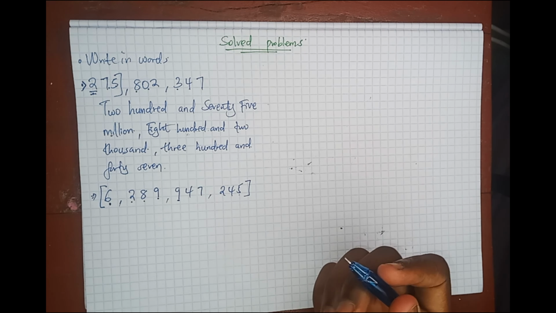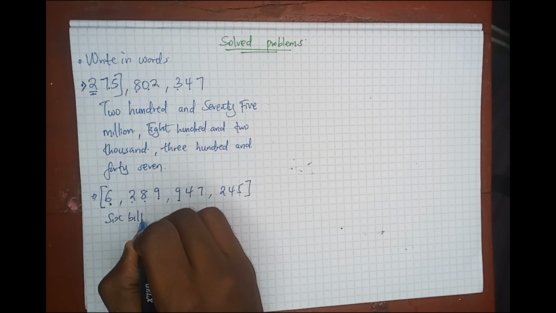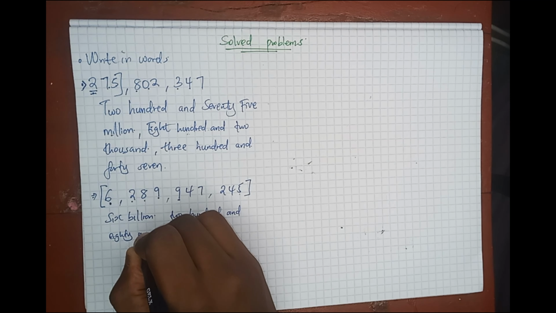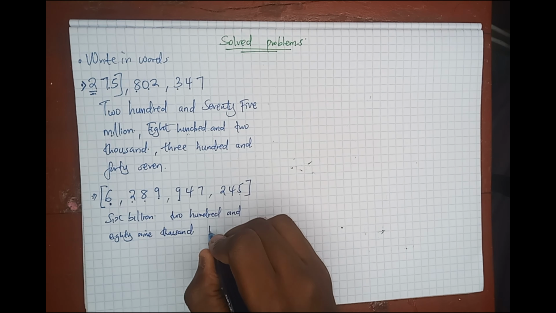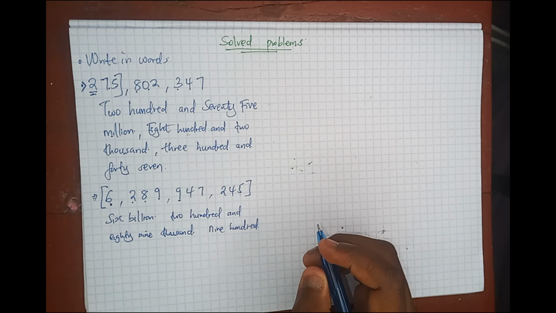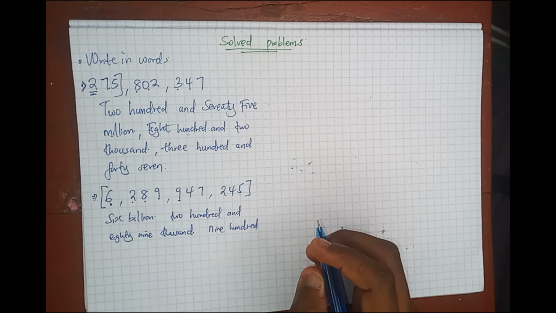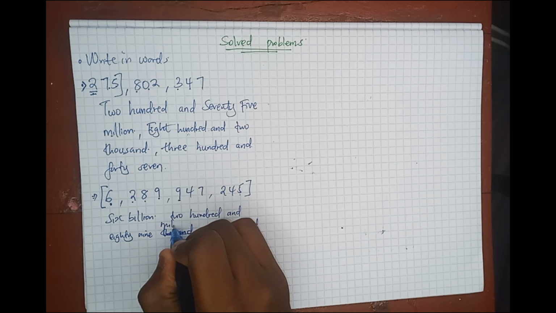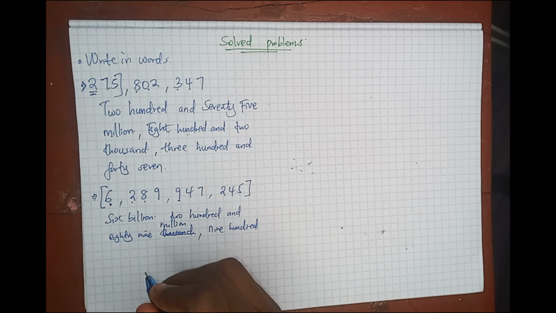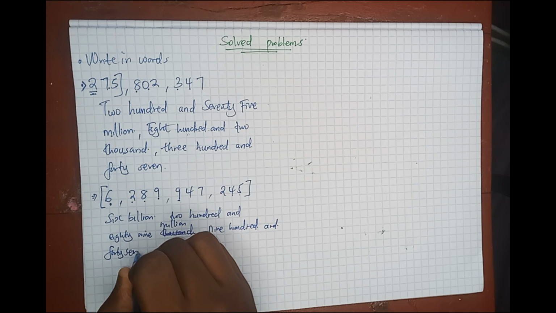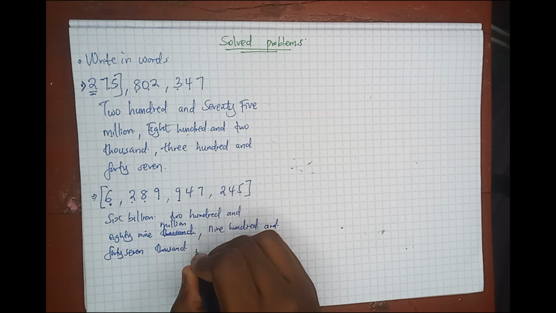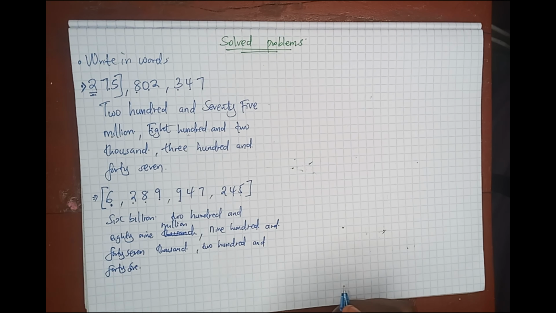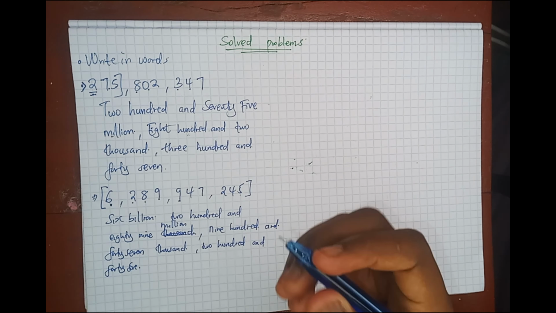So in words itakuwa 6 billion 289,000 900, sorry, 6,289,245. So think up hadi hapo tuko sawa.